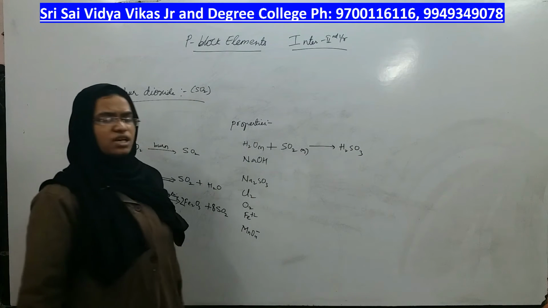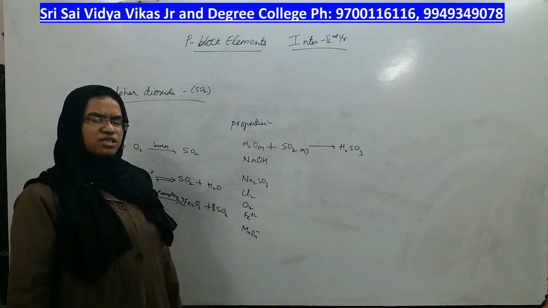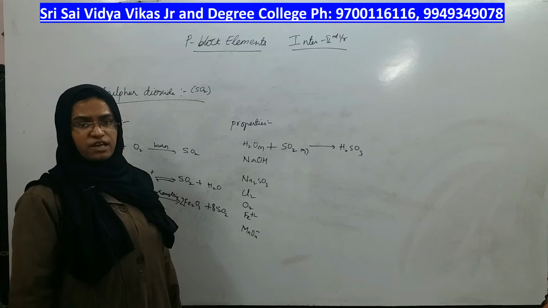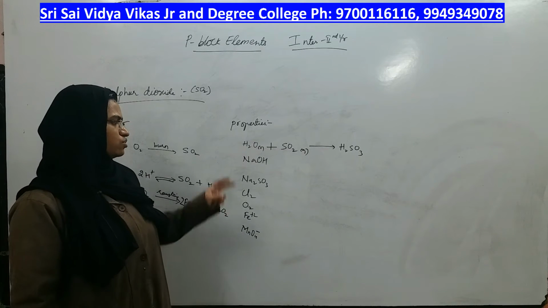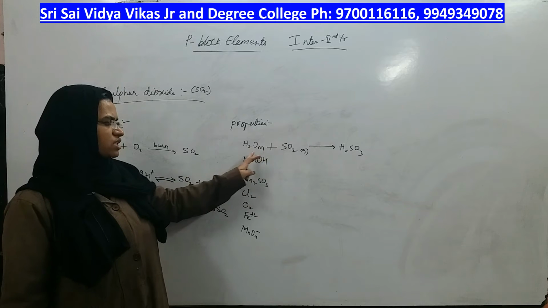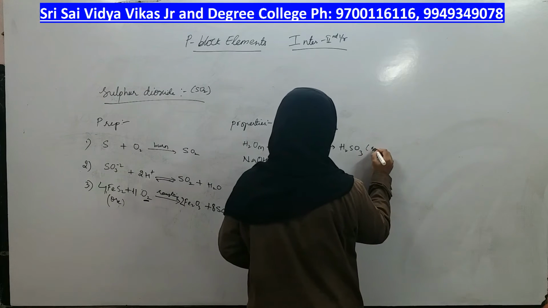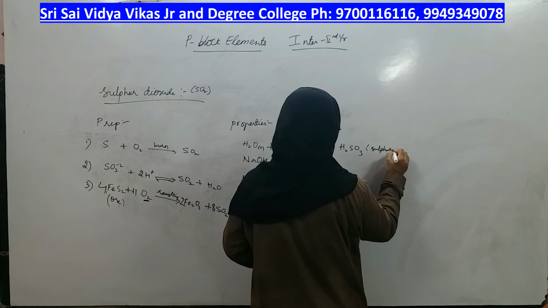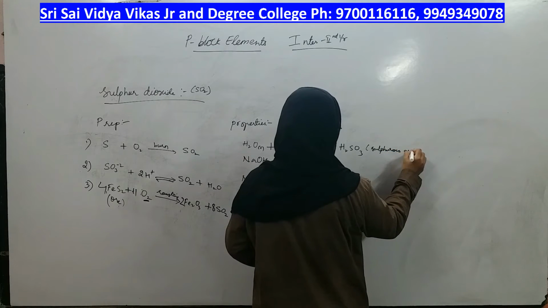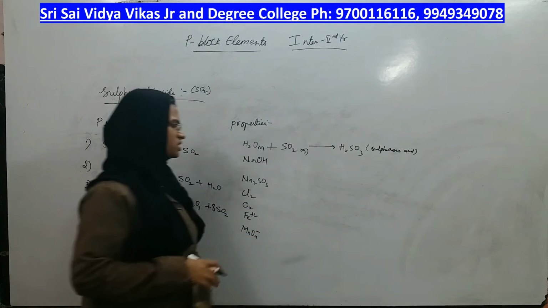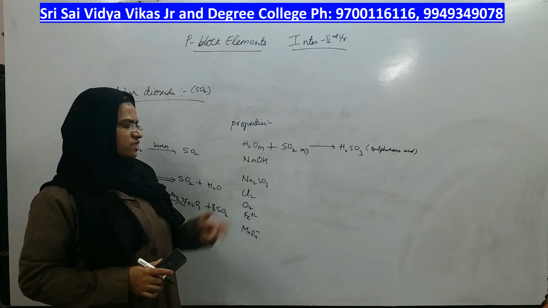H2SO3 is called sulfurous acid, whereas H2SO4 is called sulfuric acid. Which acid do you get if you dissolve sulfur dioxide in water? Sulfurous acid. Let me write the name. You get sulfurous acid.